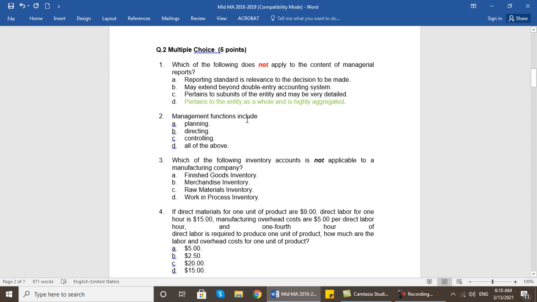Management functions include planning, directing, controlling, all of the above. The correct answer is D, all of the above.